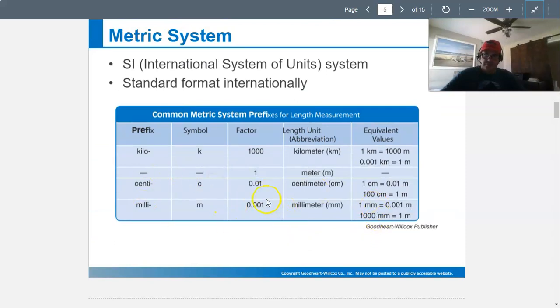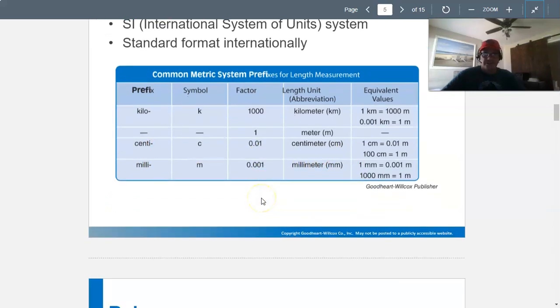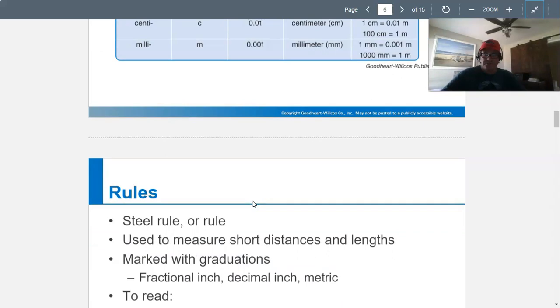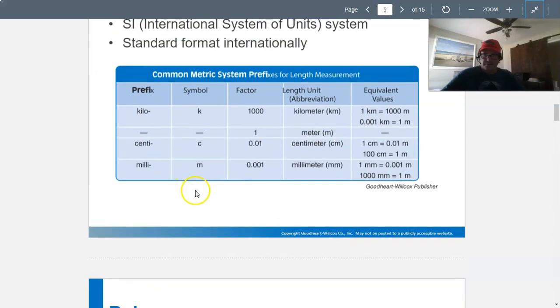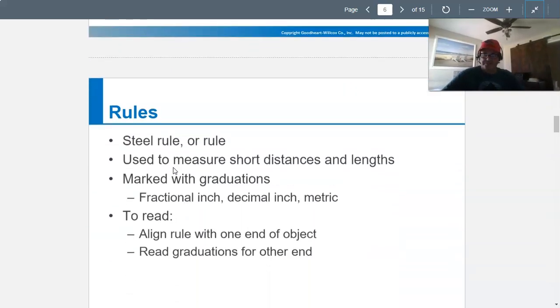Obviously, we really use the millimeter to divide the meter, since manufactured parts are usually smaller than a meter. I don't have a good example, but we always use millimeters within manufacturing.